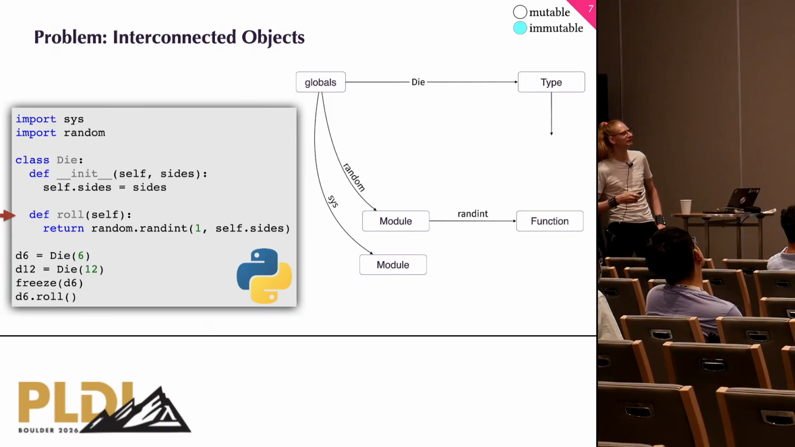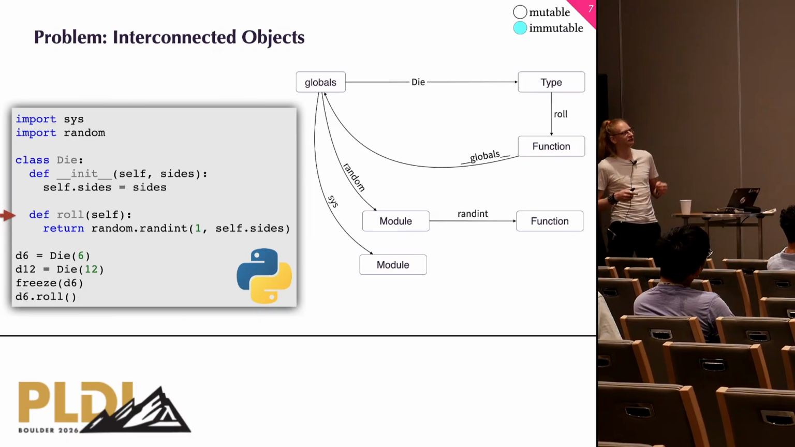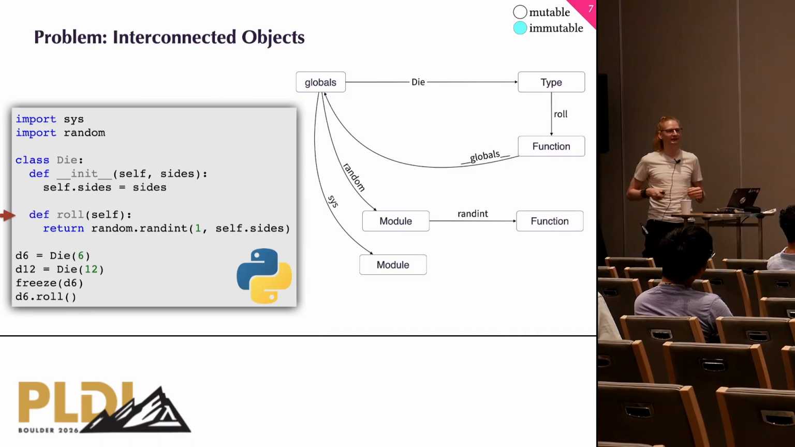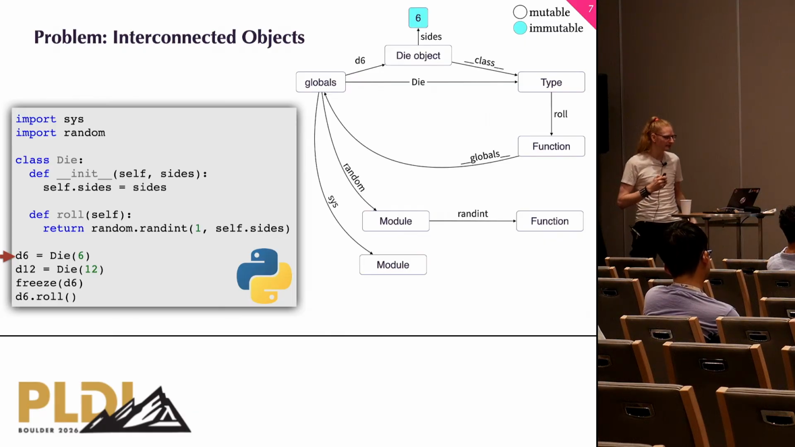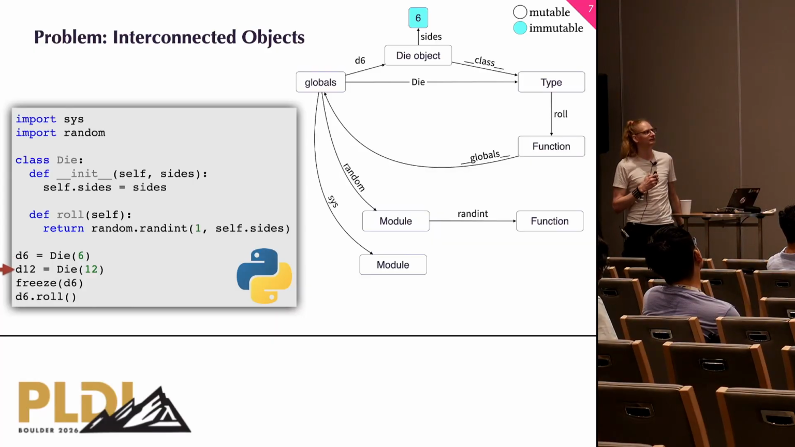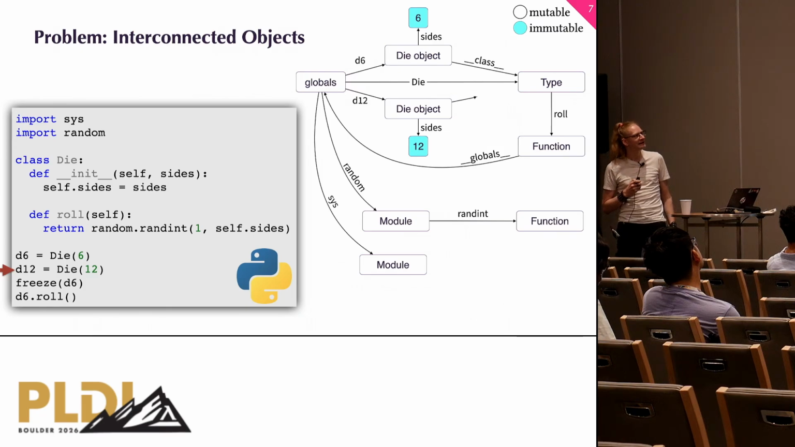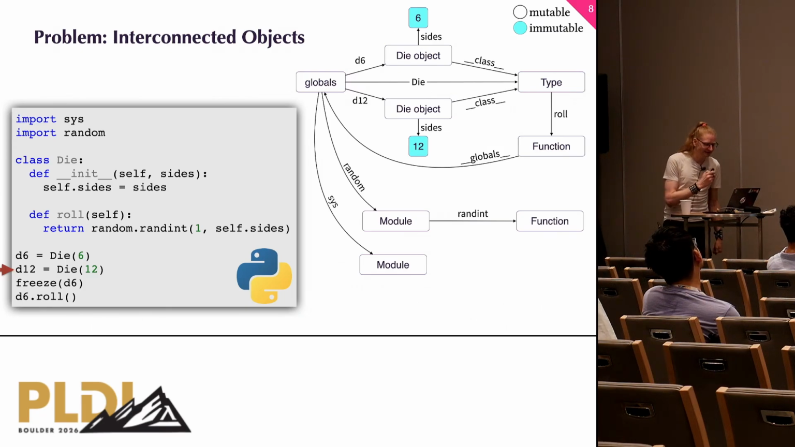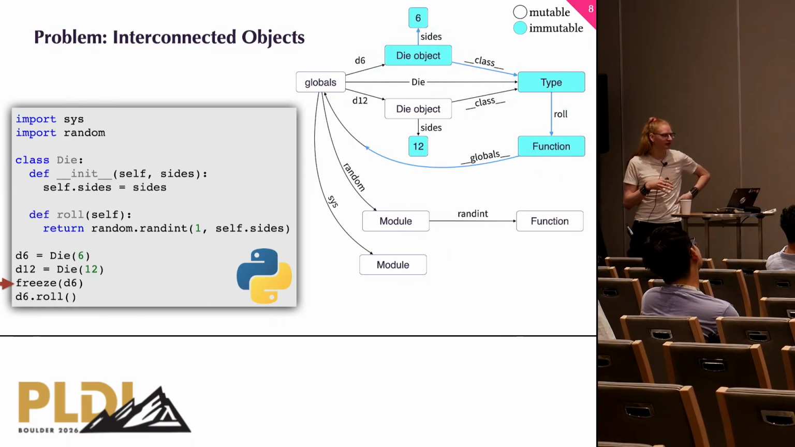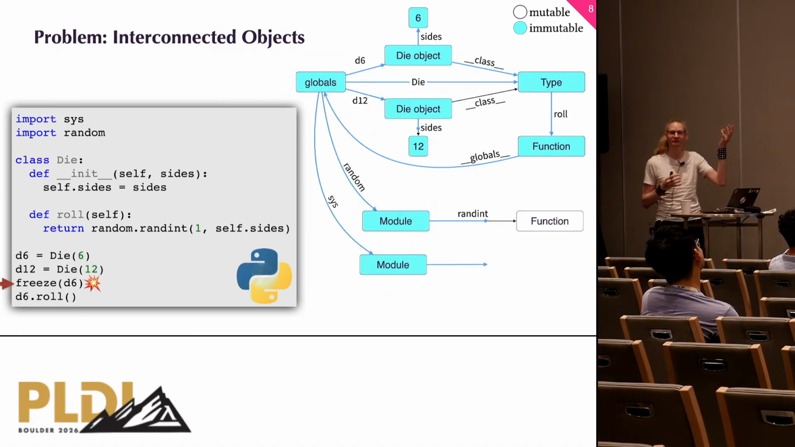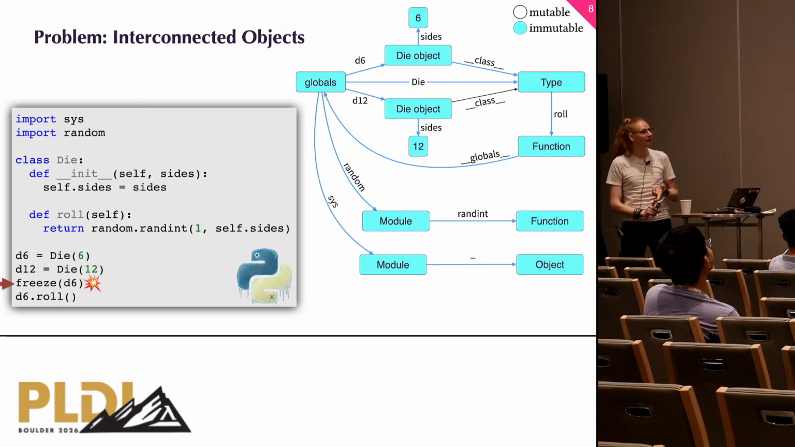We don't visualize the init function here, but there is this roll function, which also has a pointer to the globals, and this is how you can access, for example, the random module. And now when we instantiate two things, for example our D6 here, which is a beautiful die, this has a pointer to its type, and the same goes for our D12. Now, if we try to freeze our D6 here, interesting things happen. And this is that freezing propagates via the type and via functions through the entire system. So in this example, where we want to preserve our beautiful D6, all of a sudden our D12 is frozen, and even worse, the entire interpreter crashed.